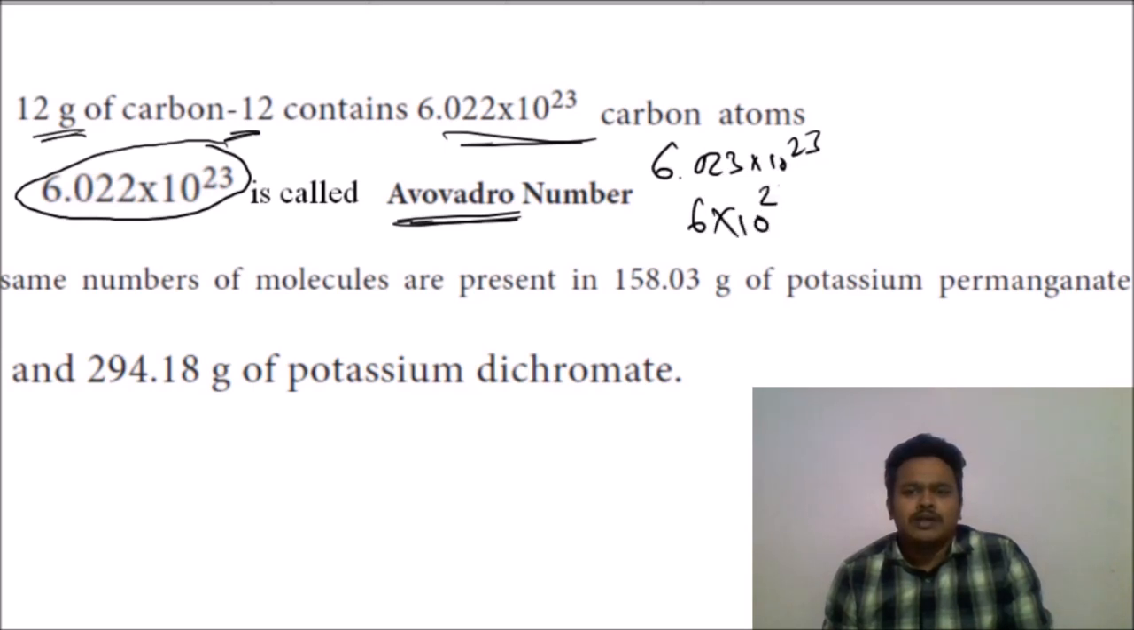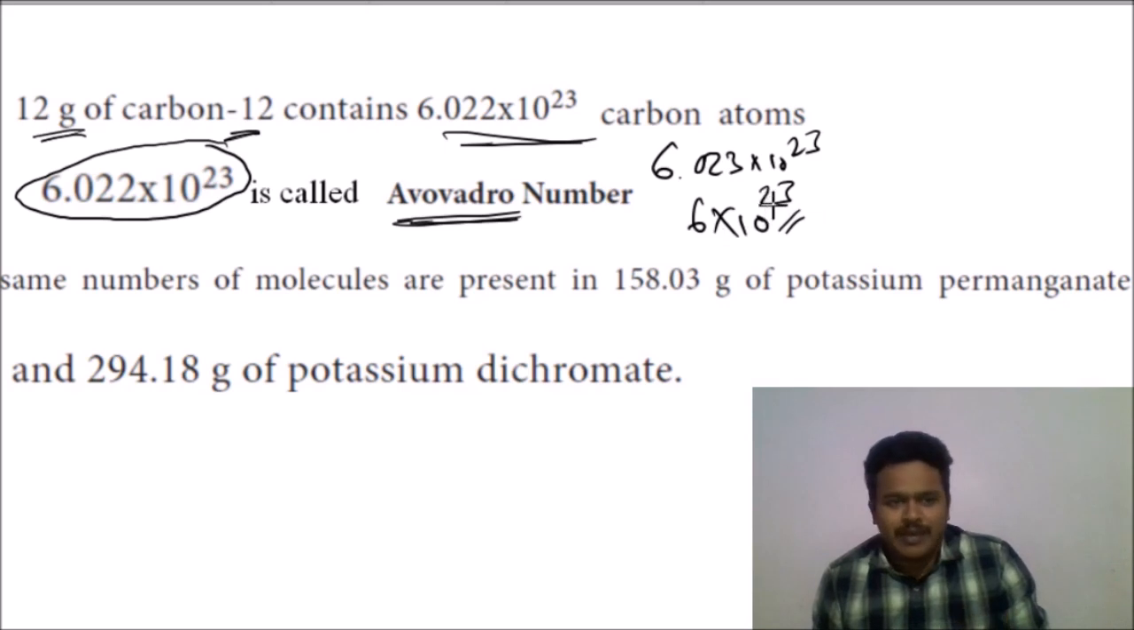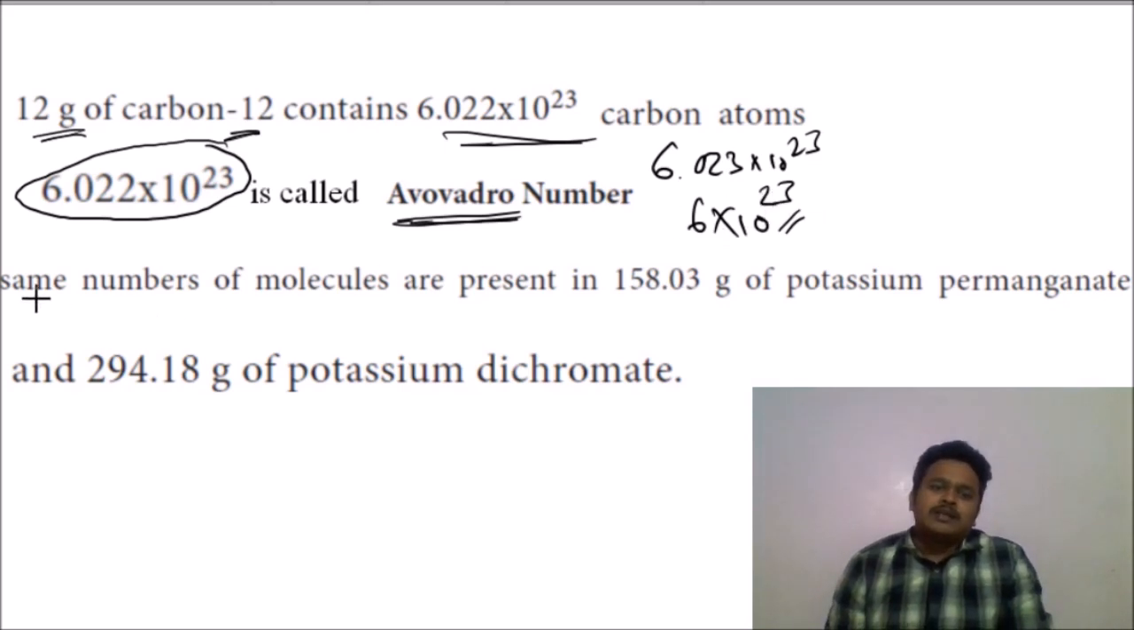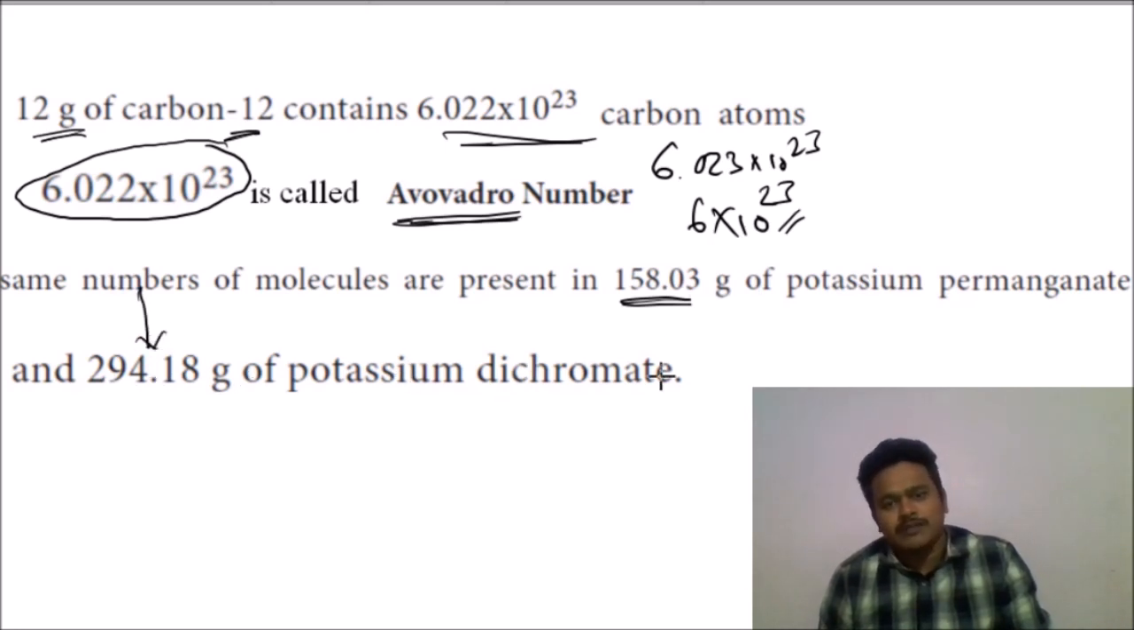Based on the calculations, 6 into 10 power 23 is also allowed sometimes. That is the same number of molecules present in 158.03 grams of potassium permanganate. In a similar way, the same number of atoms are also present in 294.18 grams of potassium dichromate.